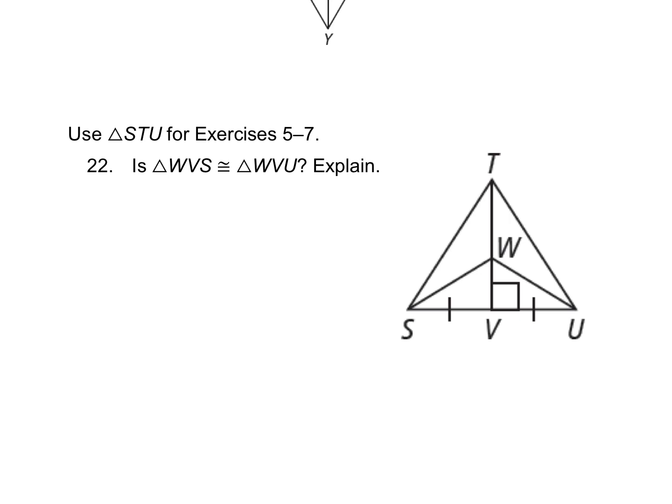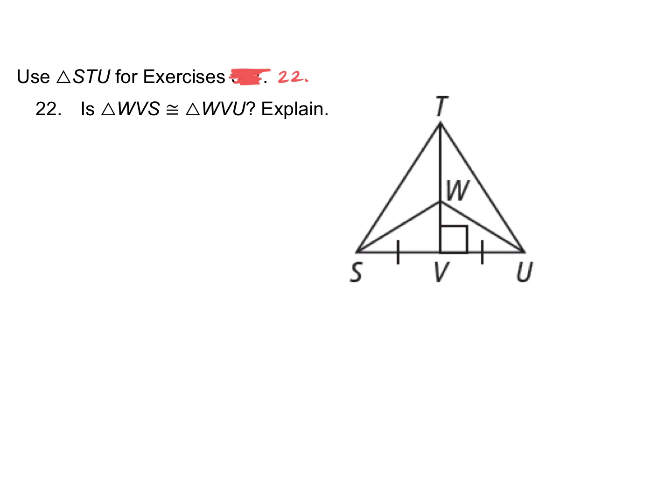Use triangle STU for exercise 22. Just one problem, 22. So the question here is triangle WVS, so let's find triangle WVS. Let's see here, WVS over here. Is this congruent to WVU? Here's WVU. All right, well, I don't know. Are these two triangles congruent?